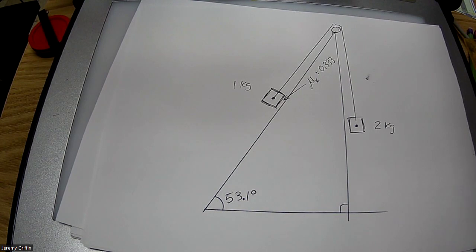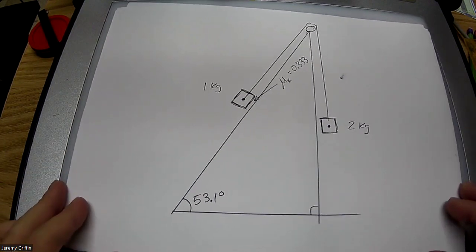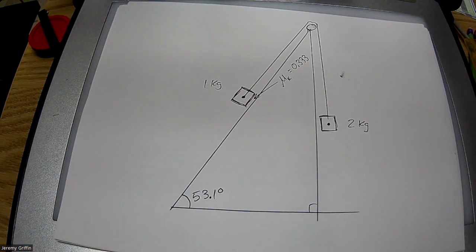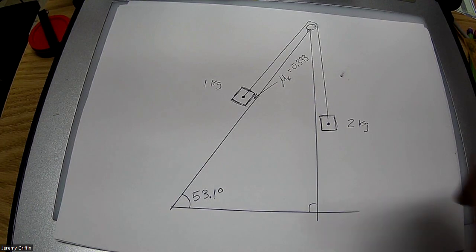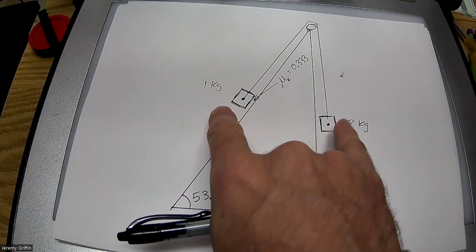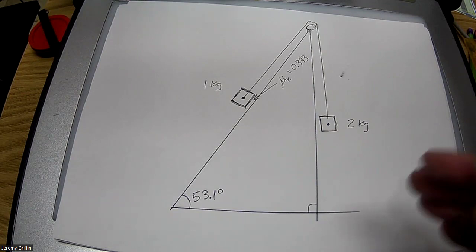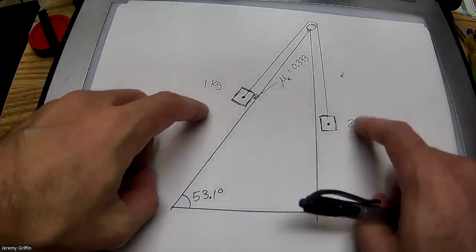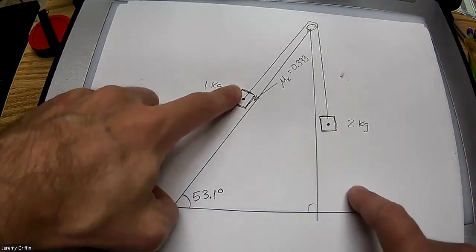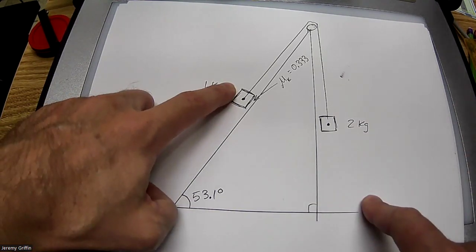Now, before kicking off this process, it's good to step back, get a forest-for-the-trees picture of what's going on, and think of maybe related questions you could ask. Do you guys see? I call this guy 2 kilograms, this guy 1 kilogram. I'm trying to make it really obvious which way this is going to accelerate. Guys, is this going to go counterclockwise or clockwise? Clockwise for sure, right?